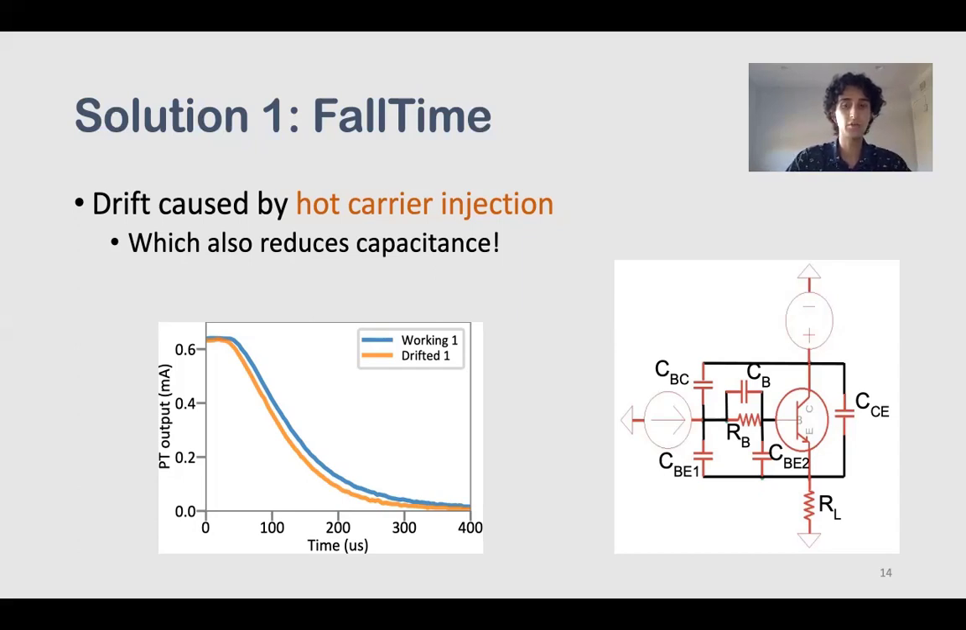Fall time refers to the amount of time it takes for the phototransistor to go from this high value down to zero. So in the orange line, the fall time, which is a fundamental key electrical characteristic of phototransistors, is shorter and smaller compared to a working phototransistor. So the more drift there is, the shorter and shorter the fall time gets. So in an even more significantly drifted phototransistor, the fall time is even shorter.